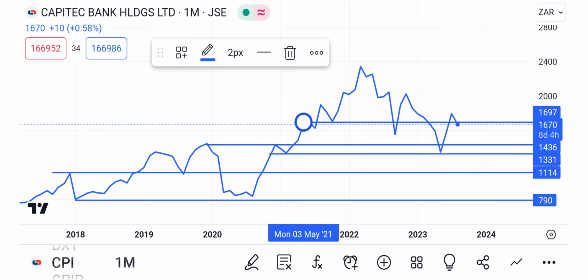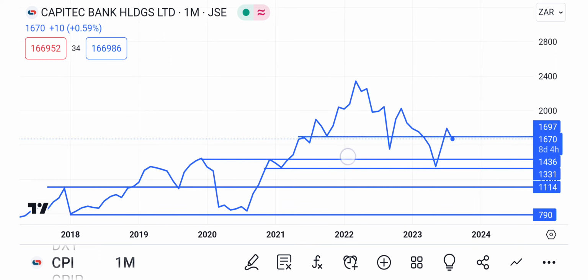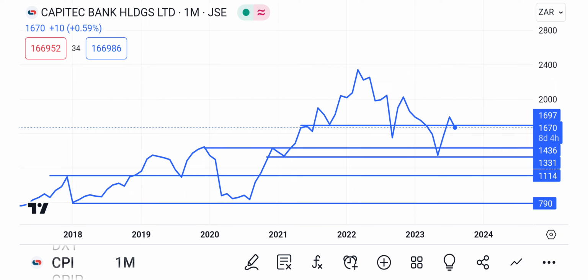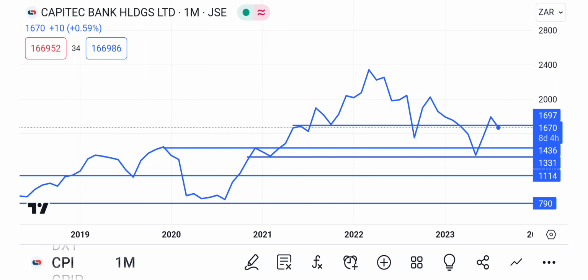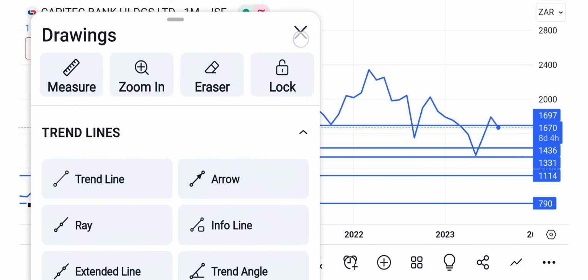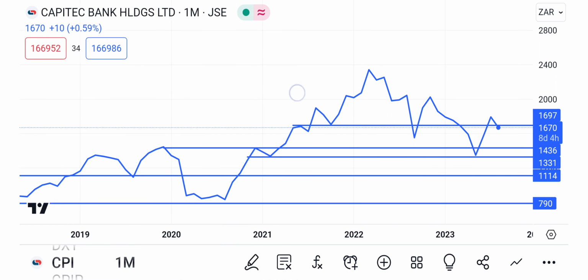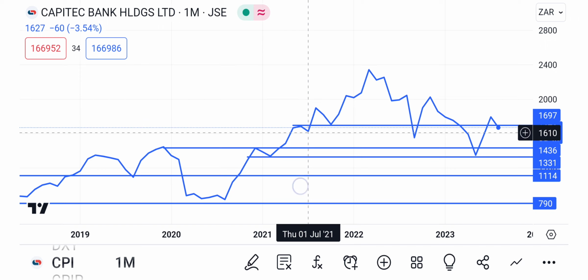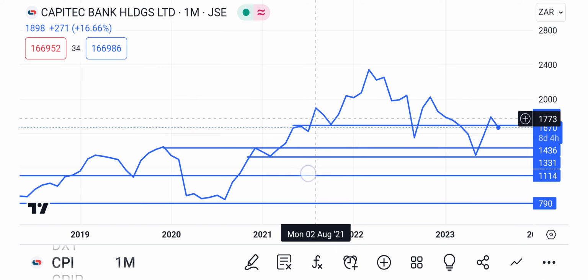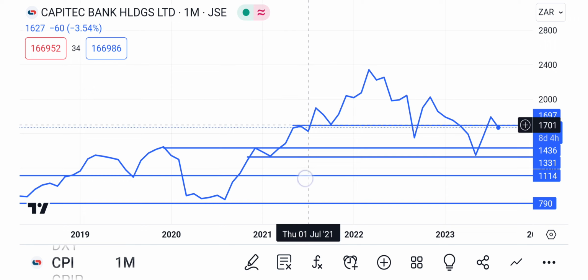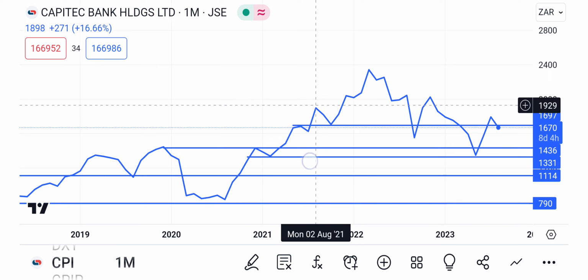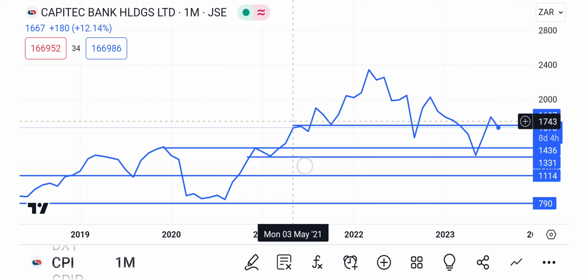This was a supply zone. From this supply zone, some people sold some of their shares, and people picked up again. They bought shares here at this price, 1,622 rand. Then this previous supply zone was broken, and after it was broken, it formed a new turning point above the previous turning point.